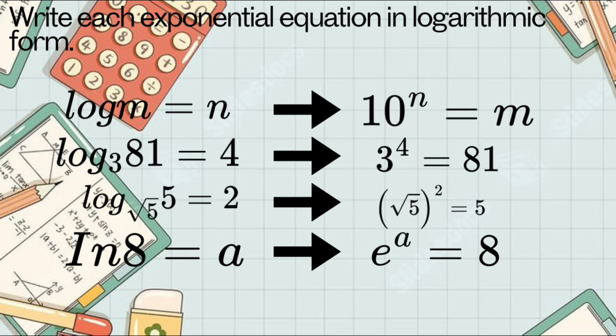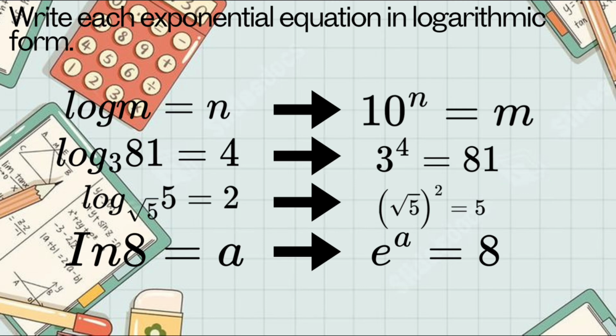Write each logarithmic equation in exponential form. For example, the logarithmic form is log m is equal to n, and the exponential equation is 10 raised to n is equal to m. If you're wondering where 10 came from, it came from the log m is equal to n. If you don't see any base in the logarithmic form, it means 10.